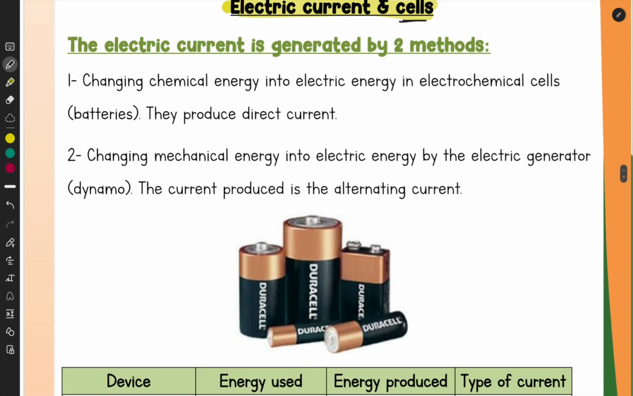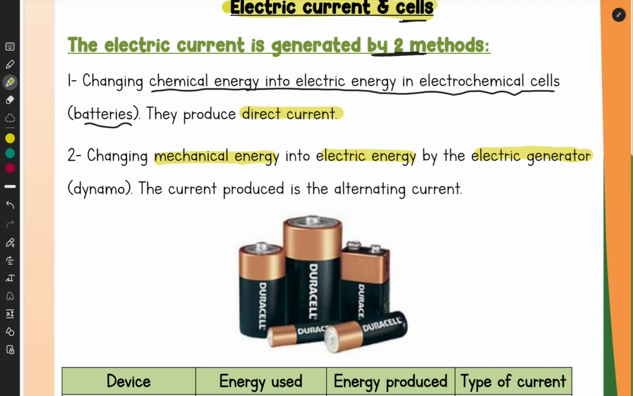So the electric current is generated by two methods. If you want to generate electric current in your home, you have two methods, only two methods. Number one, changing the chemical energy into electric energy in an electrochemical cell, like the battery. They produce direct current, and we will know what is the meaning of direct current. And number two, changing the mechanical energy into electric energy by the electric generator.